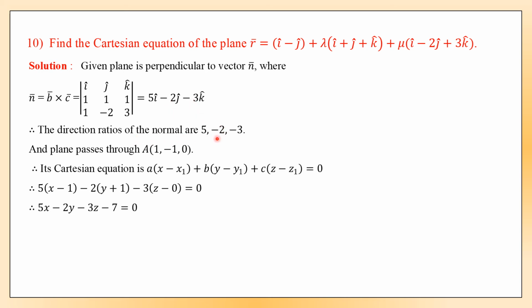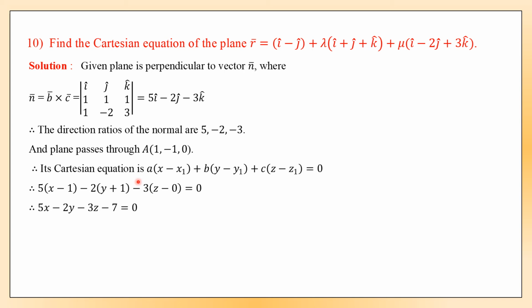Here is the direction ratios of the normal. The vector equation is in the form r vector equal to a vector plus lambda b vector plus mu c vector. Here a vector means this plane is passing through the point whose position vector is i vector minus j vector. Therefore, the point is A (1, -1, 0). The k term is absent, therefore we take 0. Hence the plane passes through the point A (1, -1, 0).